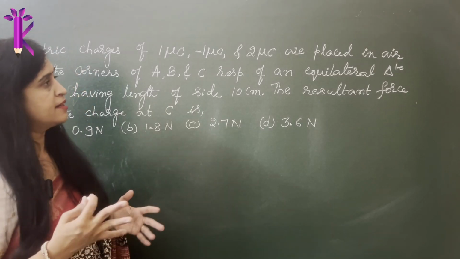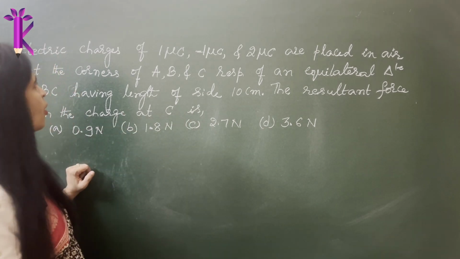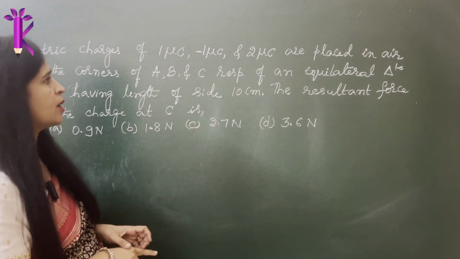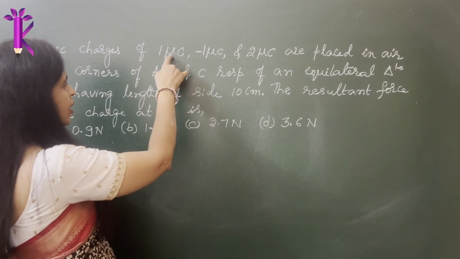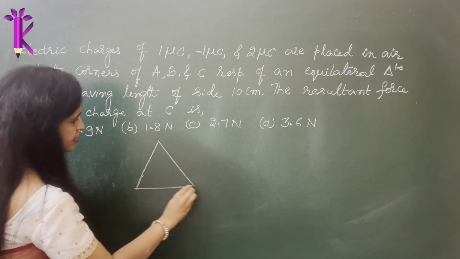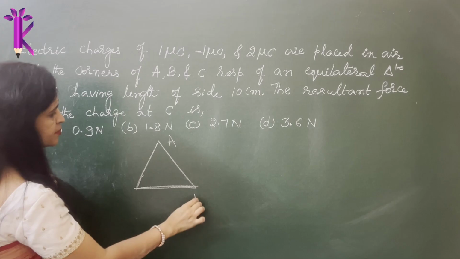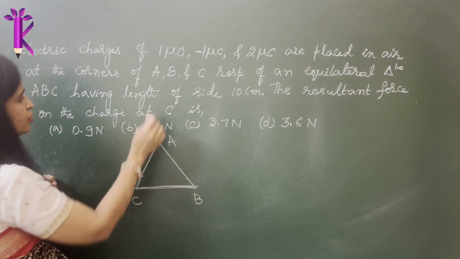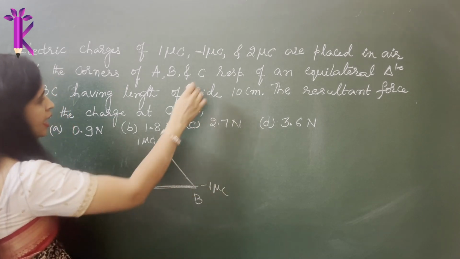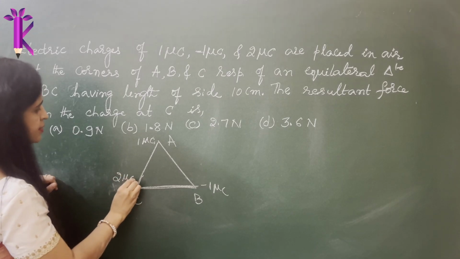So another important numerical where you get to practice the resultant force formula using vectors. It's an equilateral problem. So there are three charges, 1 microcoulomb, minus 1 microcoulomb, 2 microcoulomb. They're all placed in air at the corners A, B, C. So at A, you have 1 microcoulomb. So let's write it. This is an equilateral triangle. Let's call it A, this B, and this C. So you have 1 microcoulomb, minus 1 microcoulomb, and 2 microcoulomb is placed here.